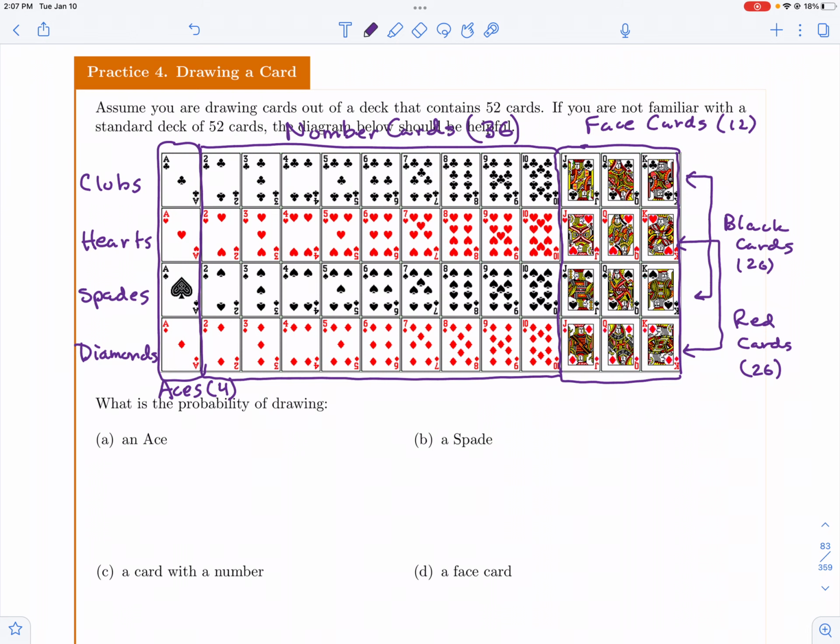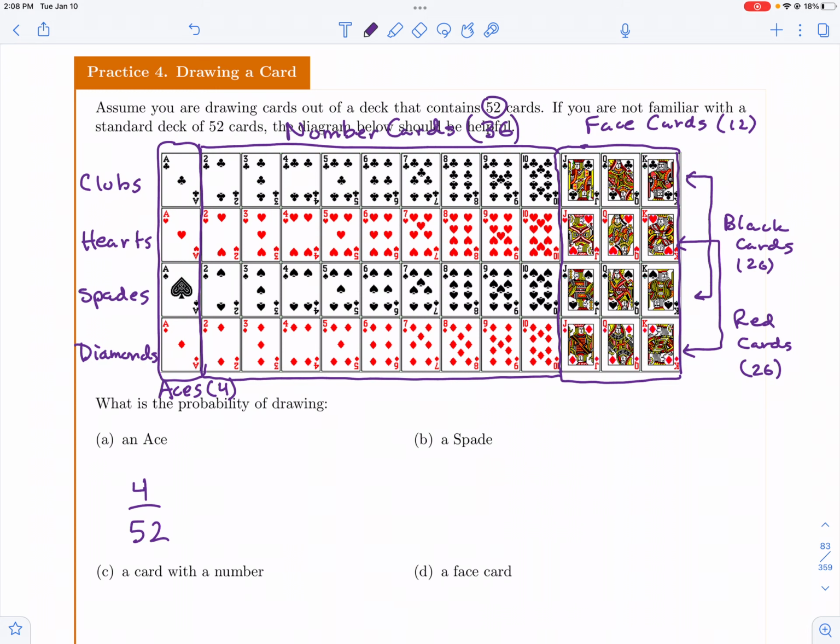And since there are 52 cards total in the deck, all of the answers that we come up with are going to be something over 52. So for example, the probability of drawing an ace, since there are 4 total, would be just 4 out of 52.